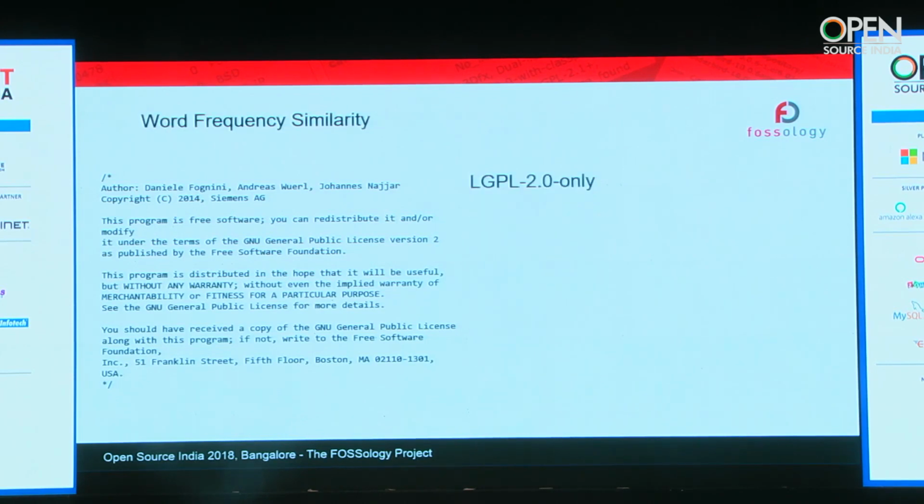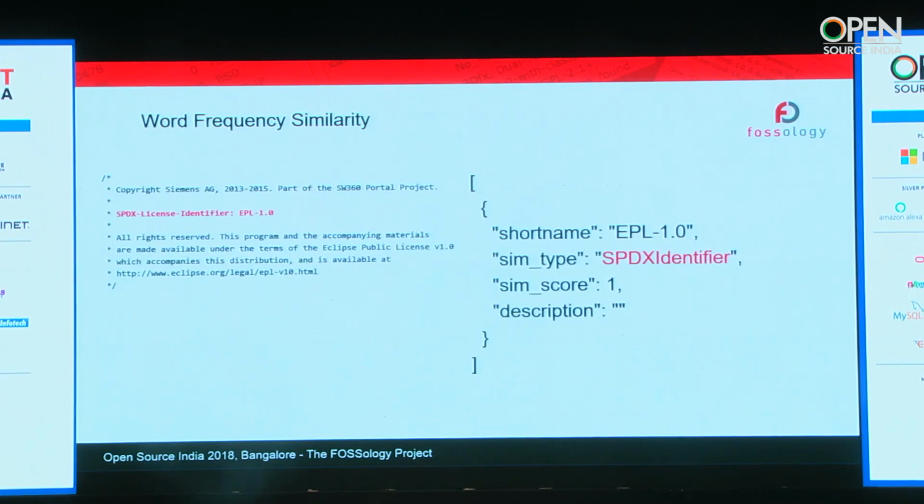And we are also following the SPDX standard header. As you can see, this gives you a similarity score of 1. That is the 100% match for EPL 1.0 because this license header contains the SPDX identifier tag. So we do not need to look into the other results. Yeah. So I'll hand over back to Anupam.